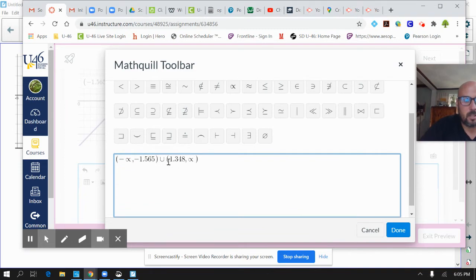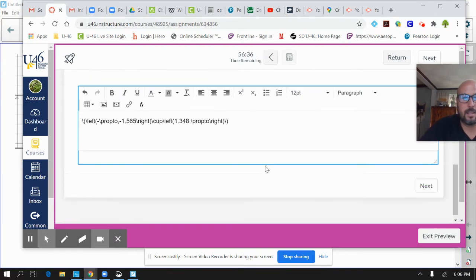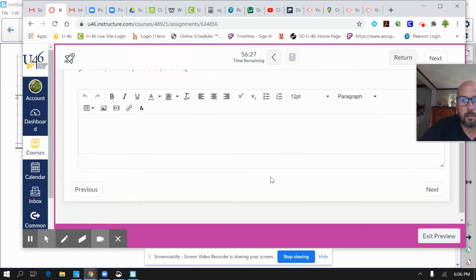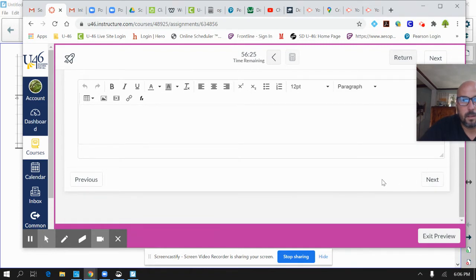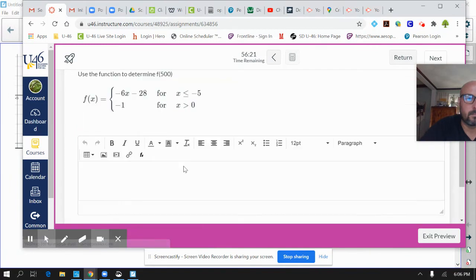I double checked to make sure it's the answer I want. I press done. It converts it to code, which when it's presented looks exactly how you want it to look. So that is it. No work needed for that one. Oh, I don't think I pressed submit. Whoops, press submit next time.